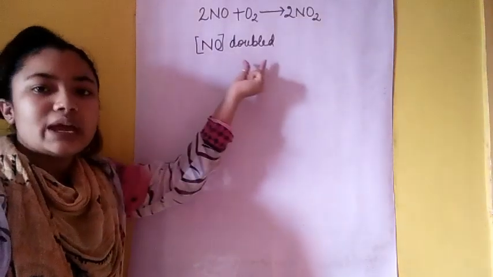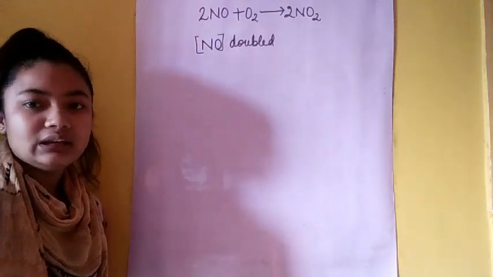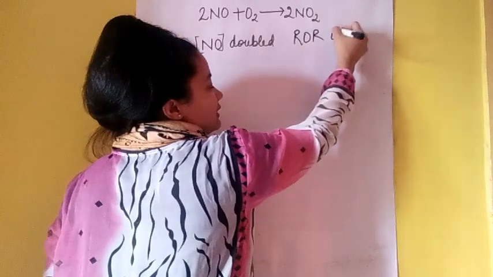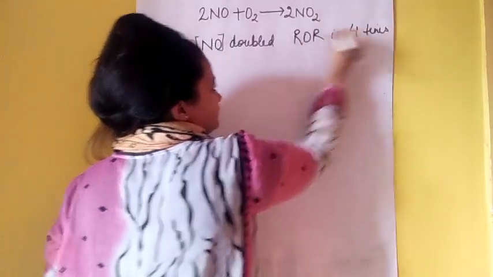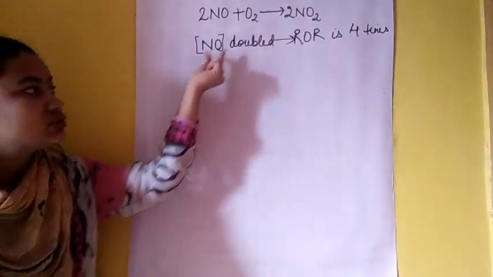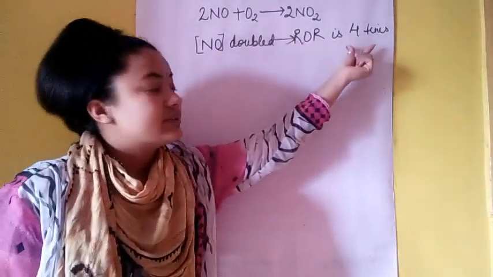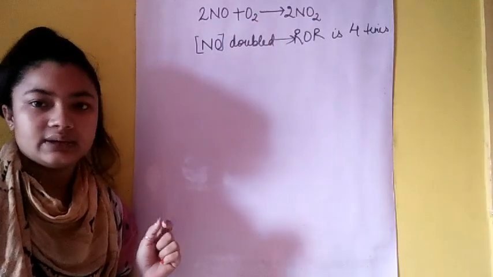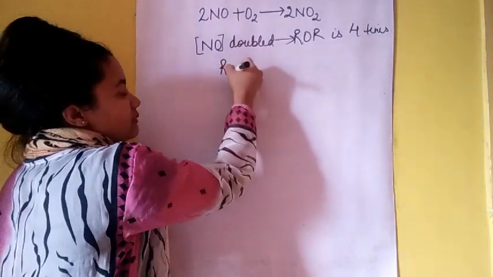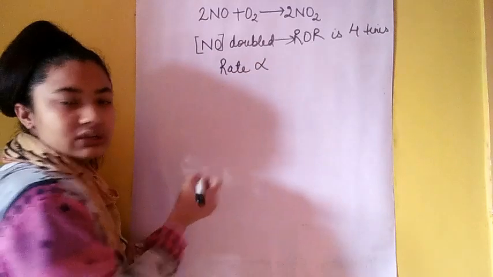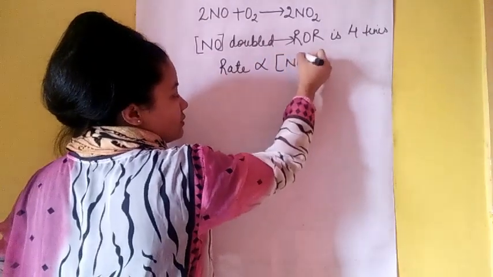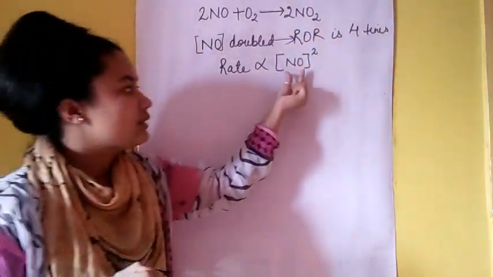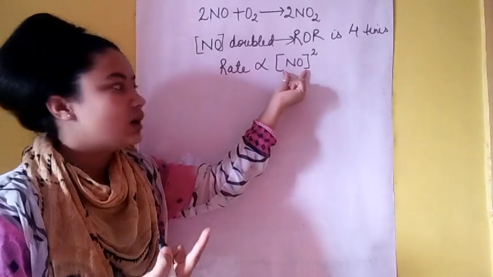Now if the concentration of NO is doubled, what is observed from the values is that the rate of reaction increases 4 times, right? On what condition? If the concentration of oxygen is kept constant. So from here, it can be observed that the rate is directly proportional to the concentration of NO raised to the power 2. Now if we double the concentration of NO, what will happen?